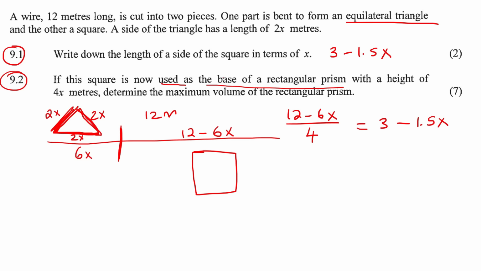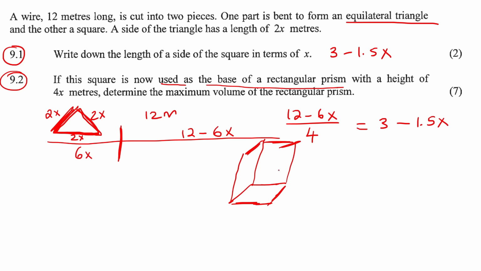So it says, if the square is now used as the base of a rectangular prism with a height of 4x meters, okay, so we've got this square now. I'm just going to do it at an angle, just trying to do a bit of 3D over here, something like that. The guys who do technical drawing, they're like, bro, what's this guy doing? Something like that. Okay, so we know that each of these lengths is 3 take away 1.5x, all the way around. Each one is going to be 3 minus 1.5x. Now, they said that the height of this prism is going to be 4x.